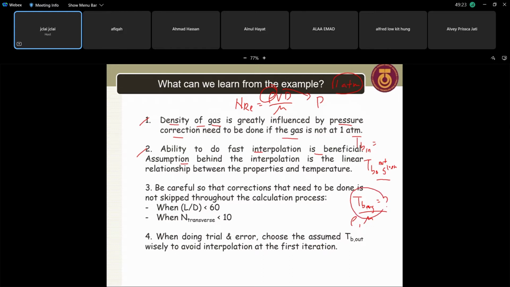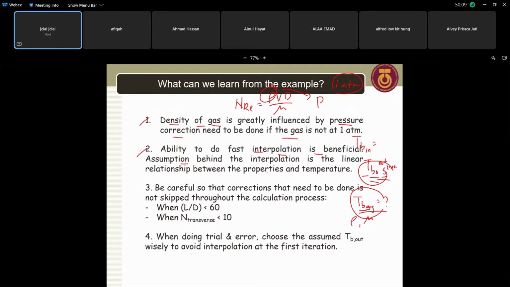I'm talking about flow inside pipe, flow inside tube. Because this is not available, you have to assume, right? Dr. Nadia explained in the lecture already. When you want to assume, you assume a TB average which is available in the table, so that you don't need to do interpolation for the first round.